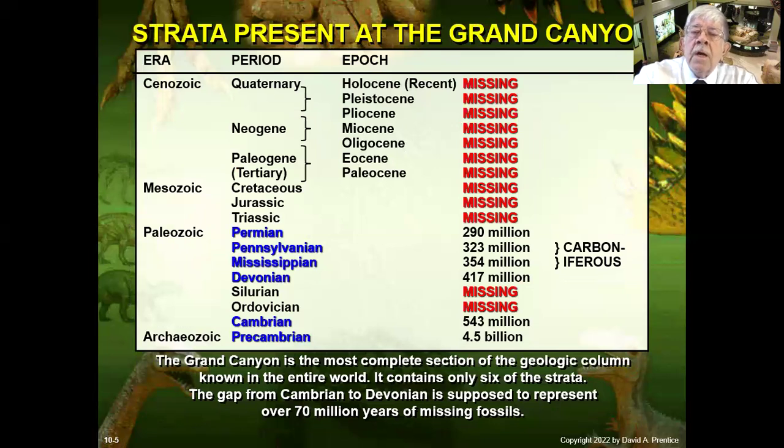Okay, where is the most complete segment of the geologic column? It's at the Grand Canyon. The Cenozoic is missing, the Holocene, Pleistocene, Pliocene, Miocene, and so forth. All of those are missing. The segments that are present at the Grand Canyon, we have some parts of the Precambrian, some parts of the Cambrian, some parts of the Devonian, some parts of the Mississippian, some parts of the Pennsylvanian, and some parts of the Permian. That's it. Those are not identified by radiometric dating. They're identified by the type of fossils that they contain.